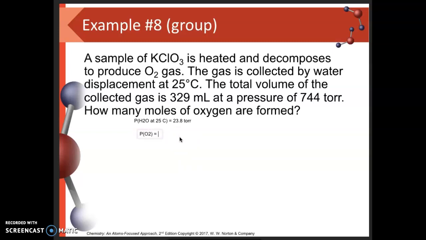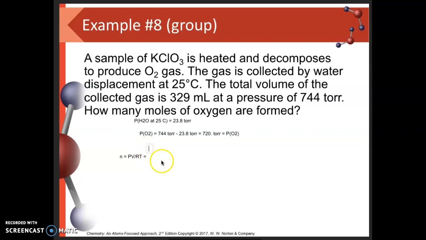And this is where Dalton's law comes in. Dalton's law says that the total pressure is equal to the sum of the individual pressures, which means if I know the total and I know one of the pressures inside, I can subtract and come up with the pressure for just the oxygen. So 720 torr, that's the pressure of the oxygen. Now, I just need to solve the rest of the problem.